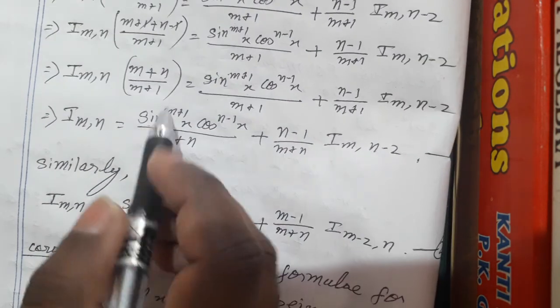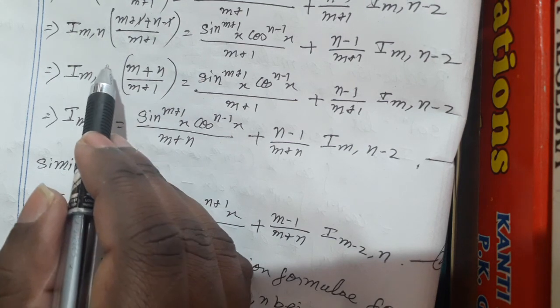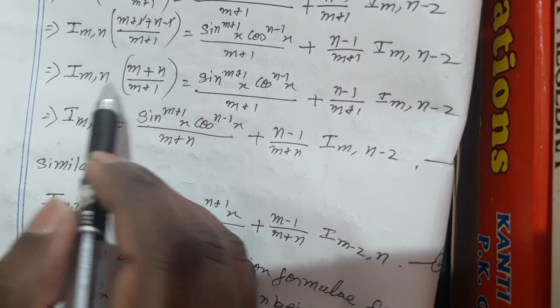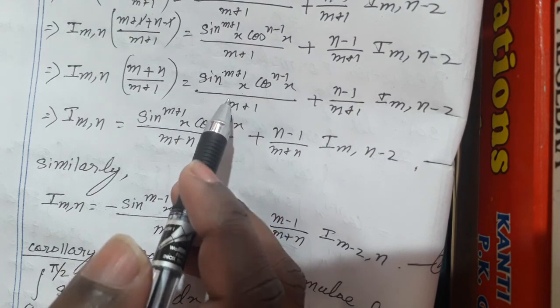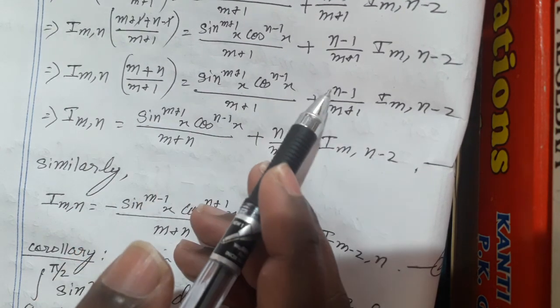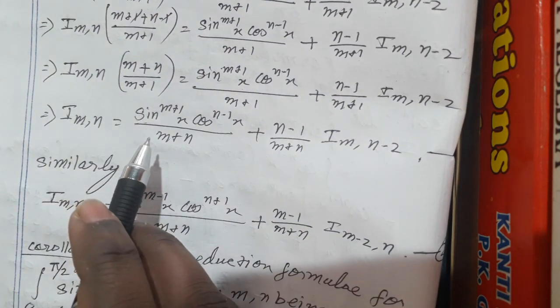You multiply this throughout with the reciprocal of this, that is, you multiply throughout with (m+1) divided by (m+n). Here also the same. So we are getting this. So this is the reduction formula for this.